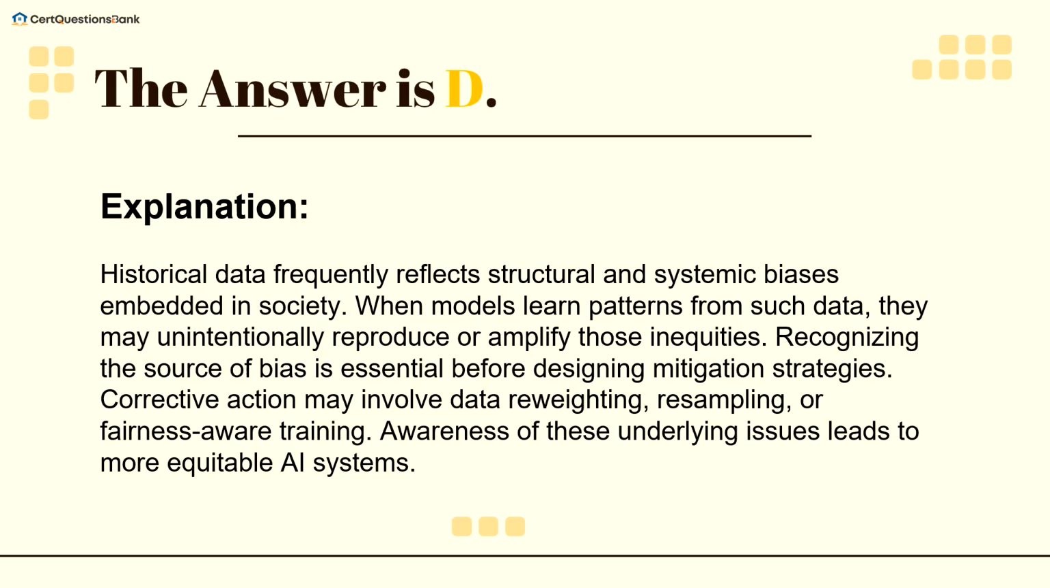The answer is D. Historical data frequently reflects structural and systemic biases embedded in society. When models learn patterns from such data, they may unintentionally reproduce or amplify those inequities. Recognizing the source of bias is essential before designing mitigation strategies. Corrective action may involve data reweighting, resampling, or fairness-aware training. Awareness of these underlying issues leads to more equitable AI systems.